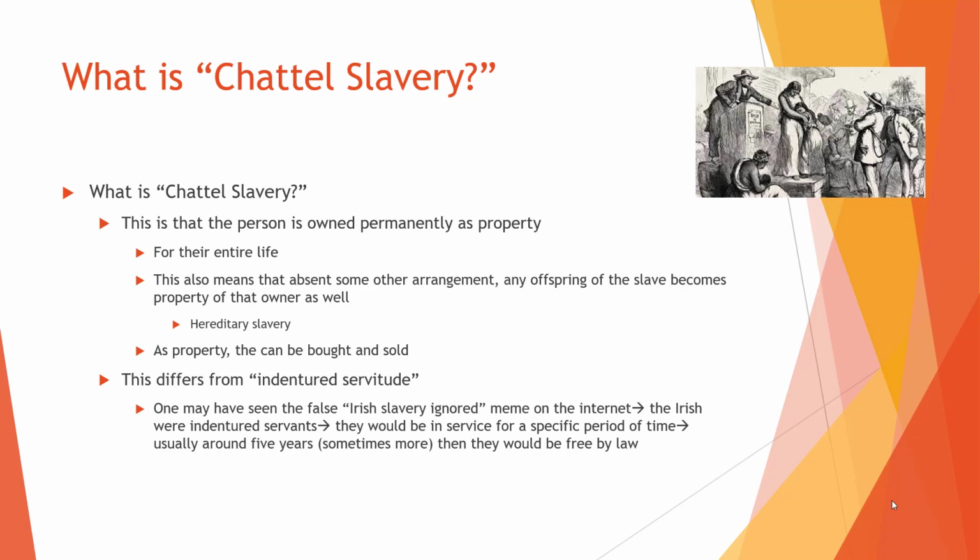Now, a little more on chattel slavery. A person is owned permanently for their entire life. Absent some other type of arrangement, the offspring becomes property as well. So it's kind of hereditary slavery. So this also means as property, you can be bought and sold. I mean, just think about that. It's something that we haven't had in the United States since 1865, 13th Amendment. But just think about that.